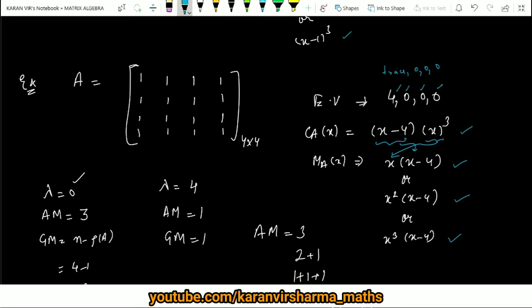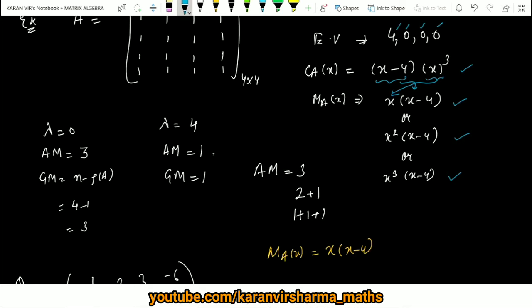Fine. So there is a short trick for this, which I have described in my previous video lectures. Calculate the arithmetic mean and geometric mean corresponding to every eigenvalue. We have two eigenvalues here: lambda equals 0 and lambda equals 4. Corresponding to lambda equals 4, the arithmetic mean is 1, so the GM will be 1. Now let us discuss lambda equals 0. When lambda equals 0, AM is 3, and what about GM? GM is n minus rank of A minus lambda, and lambda is 0 here, so n minus rank of A. Rank of A is 1, and n is 4, so 4 minus 1 is 3. So AM comes out to be 3, GM comes out to be 3.